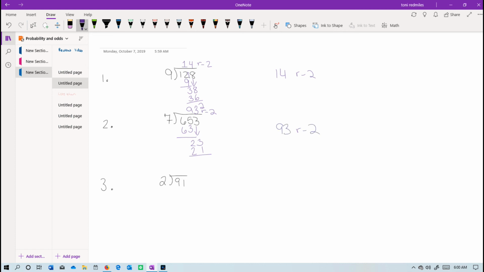All right, now 2 can go into 9 4 times, which is 8. Subtract and get a 1. 2 can go into 11 5 times, which is 10, giving me a remainder of 1. So 45, remainder of 1. If you're having trouble with those, let me know, and I can give you some worksheets or more videos, but that's basically in a nutshell the things you need to know how to do before starting this class.